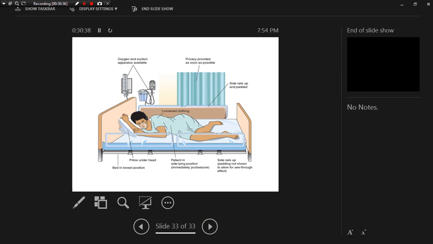And so this would be appropriate for somebody who's at risk for seizure precautions. Bed in lowest position, patient in sideline, like afterwards, I guess, in their post-ictal state. Side rails up, padded, privacy, and then just making sure oxygen and suction is available.